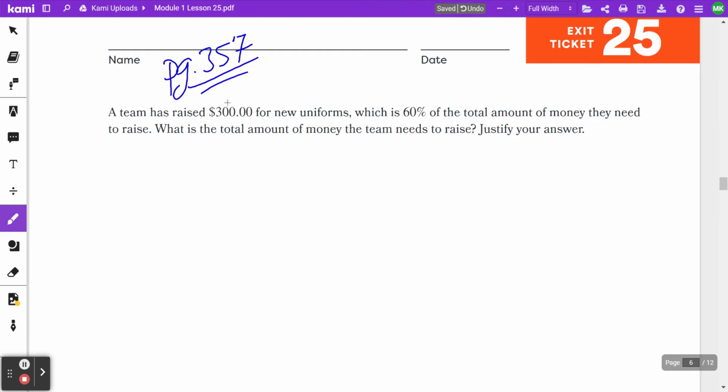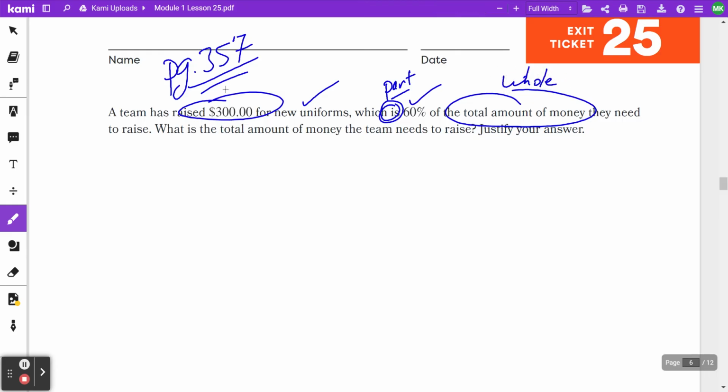A team raised $300. They want some new uniforms, which is 60% of the total money they need to raise. Okay, so if the total money they need to raise is 100% of something, right? 60% therefore is a part. Now, if they already raised $300, but they need to raise more than that, right? What is the total? That's my whole value, which makes this guy my part, right? They only raised $300, which is a part of the whole.